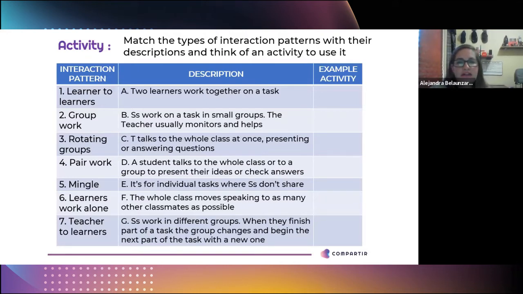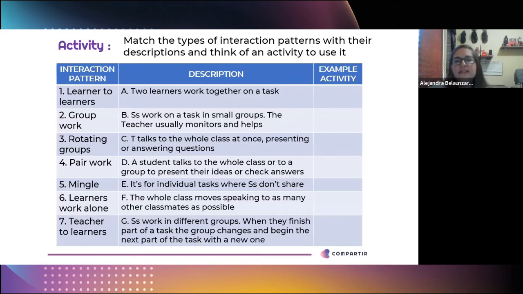Now we have another interaction pattern. Students work on a task in small groups and the teacher usually monitors and helps. How do we call that? Number 2, group work, okay, yes. And what example activity can you give me for group work? A project, yes. A debate.